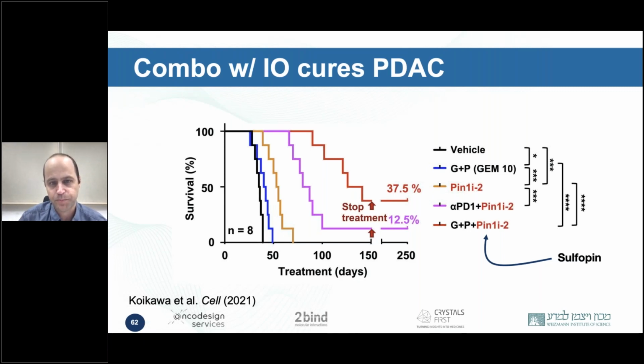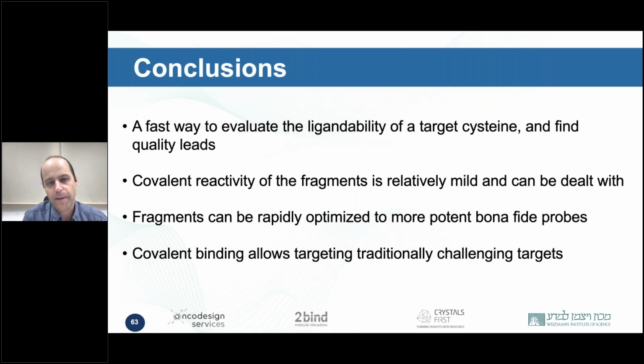pancreatic cancer. To conclude, I hope I convinced you that covalent fragment screening is a fast way to evaluate the ligandability of a target cysteine to find quality leads against challenging targets, that covalent reactivity is relatively mild and can be dealt with either by estimating the reactivity of the fragment hits that you have, or by knowing their promiscuity after we screened many different proteins.